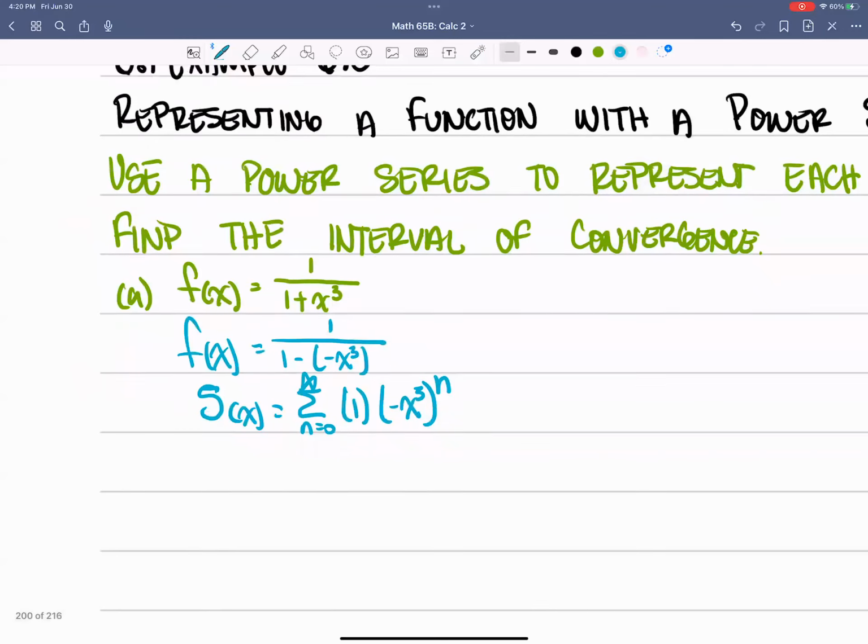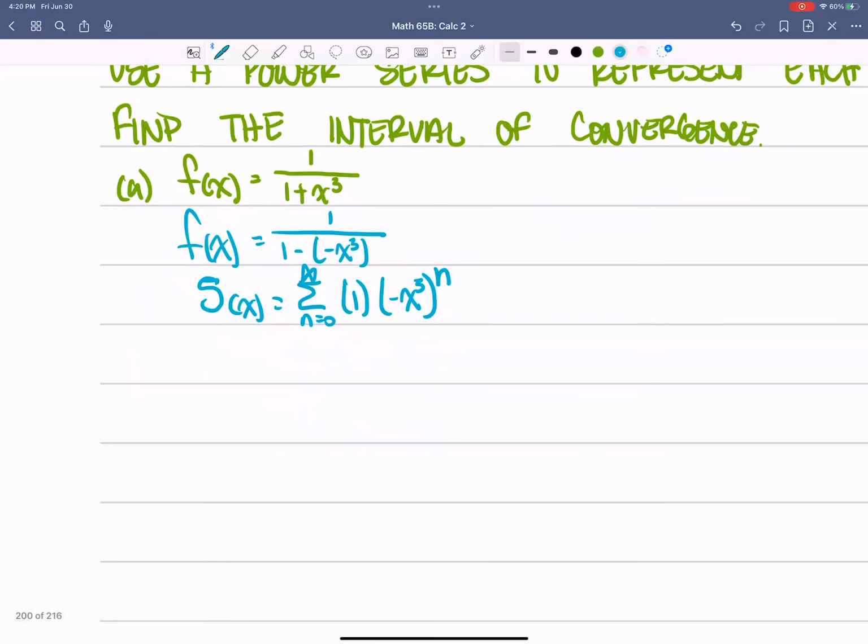And we'll start our interval of convergence. Instead of writing out interval of convergence, I'm just going to do IOC. Here, in order for this to be an infinite sum, this value has to be less than 1. So we're going to say that the absolute value of negative x cubed is less than 1. This is going to force x cubed to be from negative 1 all the way up to 1, which is just negative 1 to 1. So our interval of convergence is going to be from negative 1 up to 1.